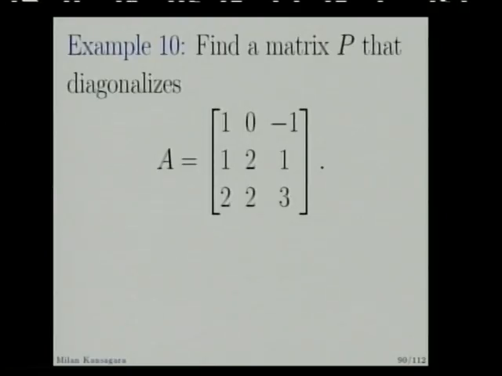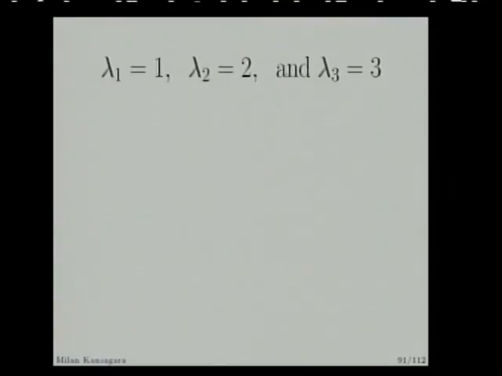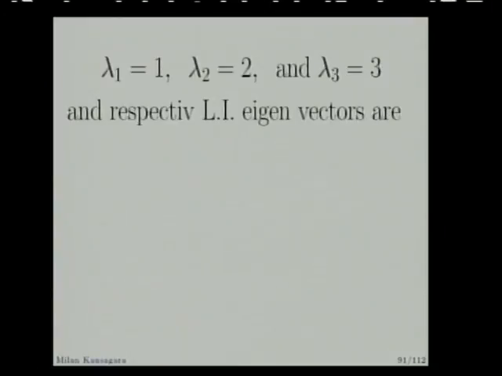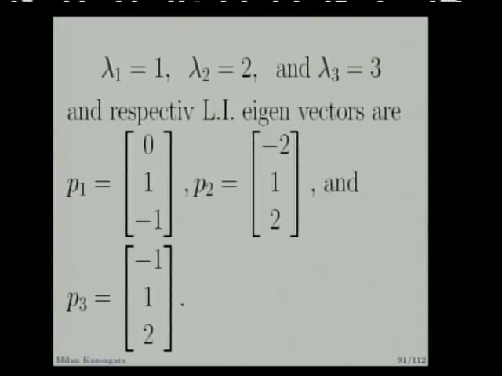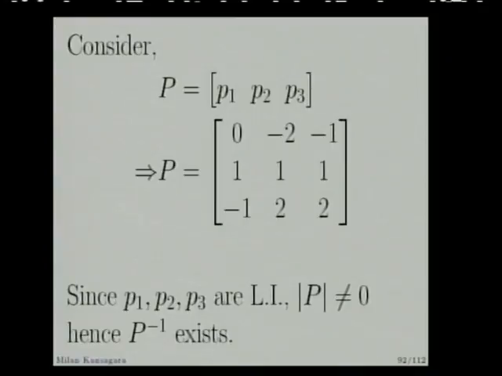Find a matrix P that diagonalizes A. Suppose we are given this matrix A. From example 7, the eigenvalues of A are 1, 2 and 3, and it can be easily calculated. The respective linearly independent eigenvectors are also this: P1 corresponding to lambda 1, P2 corresponding to lambda 2, and P3 corresponding to lambda 3. Consider P with P1 as the first column, P2 as the second column, P3 as the third column. So we will get this.